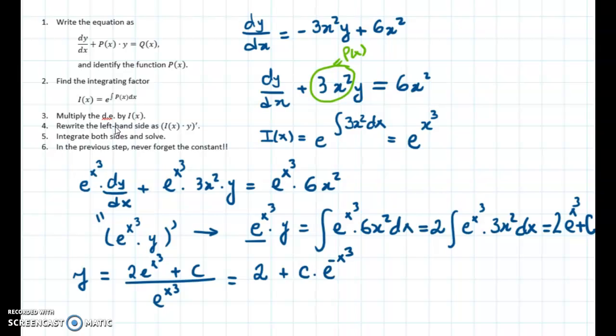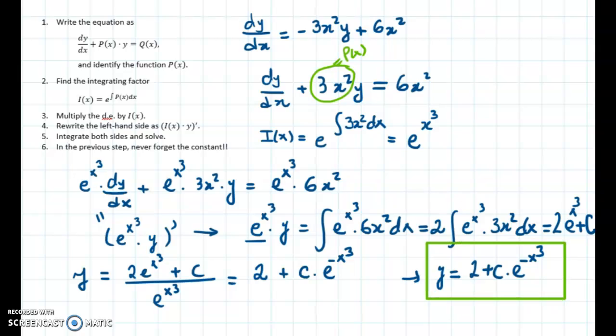So notice that this result for y is a family of functions. If we did not write the constant, then we'd end up only with the constant solution 2, and that's obviously not all the possible solutions we have over here. But you may want to check that this is in fact a family of solutions that solve the original differential equation.